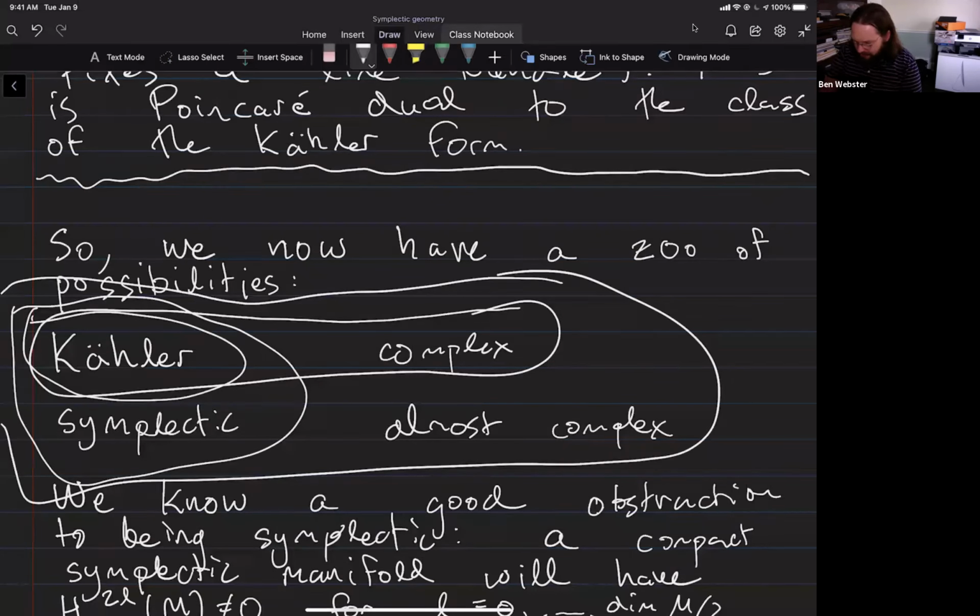And of course, answering questions like this can be hard, because if there is a Kähler structure, you just write it down. You say, look, here it is. Here's the Kähler metric, right? But if you think there isn't one, how do you obstruct it?